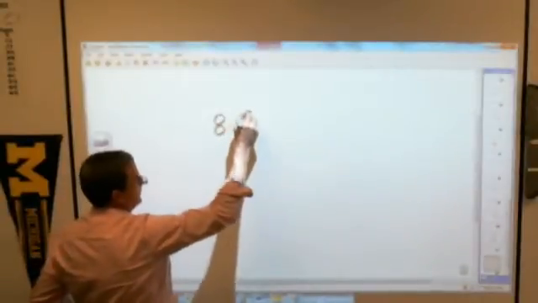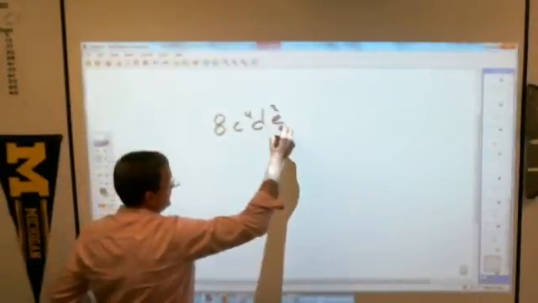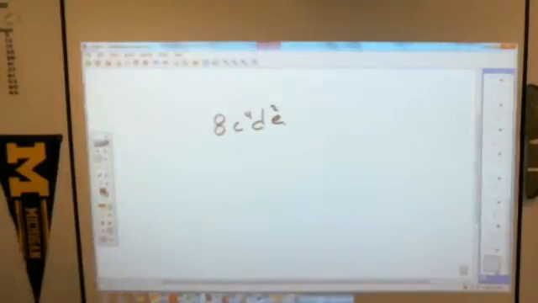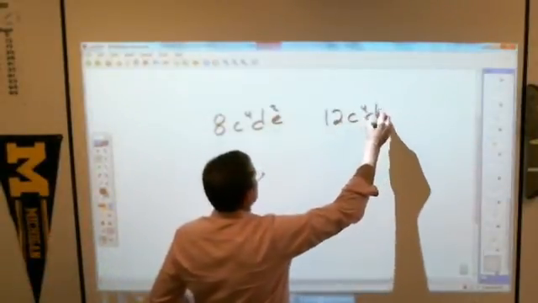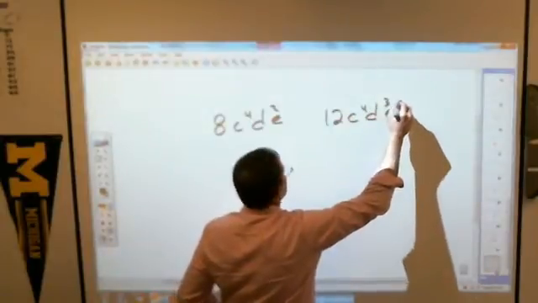Let's look at this one. How about this one? 8c to the fourth d squared e, and 12c cubed d cubed e squared.